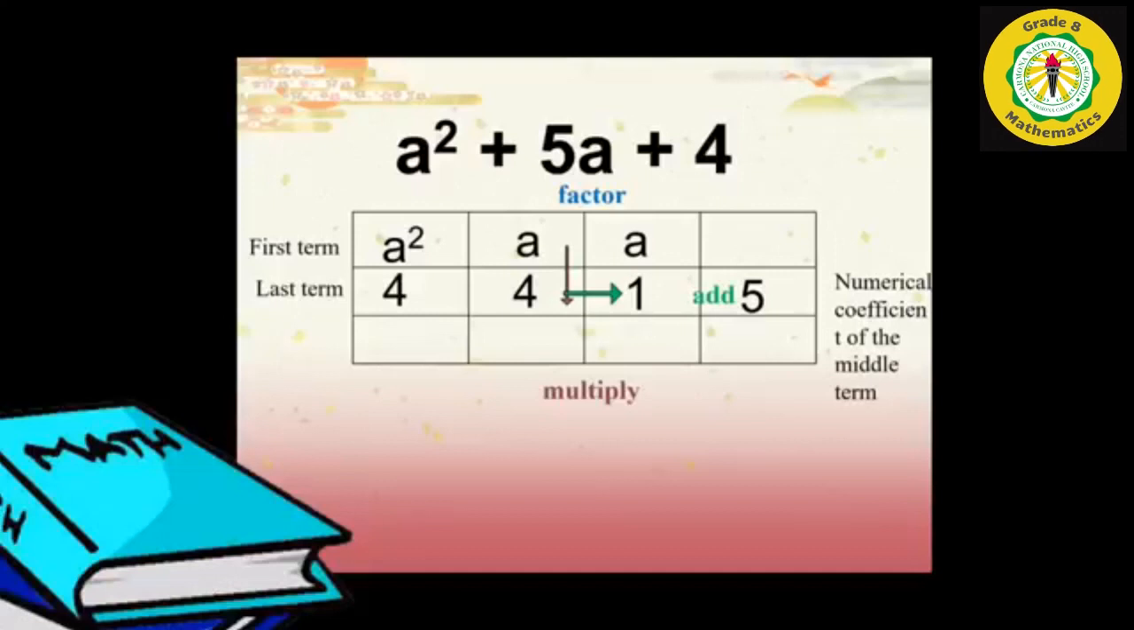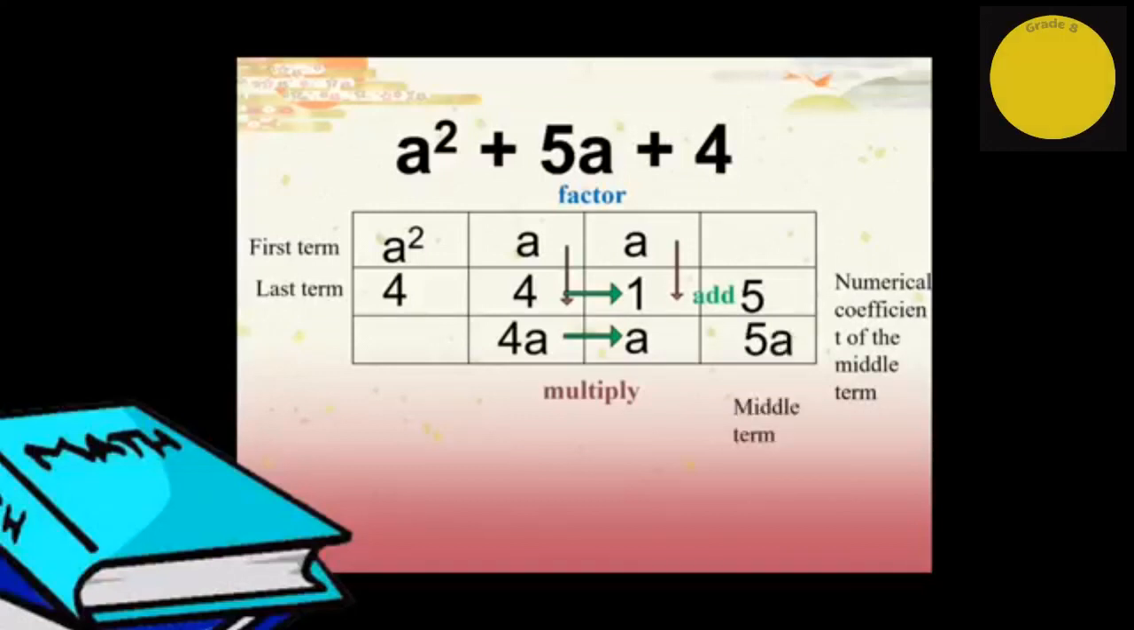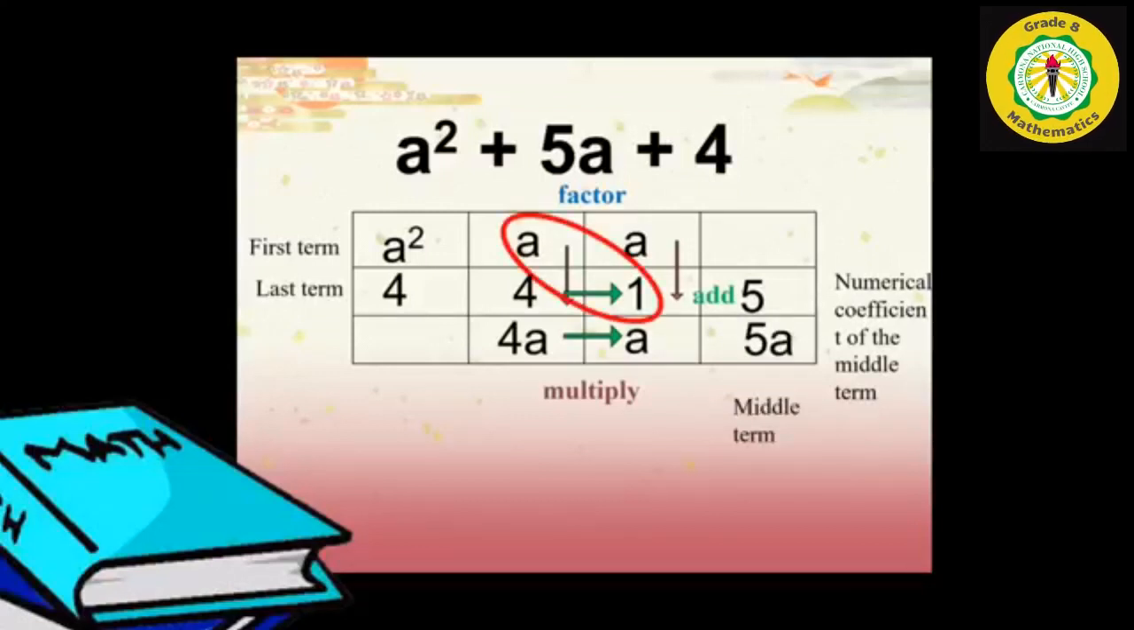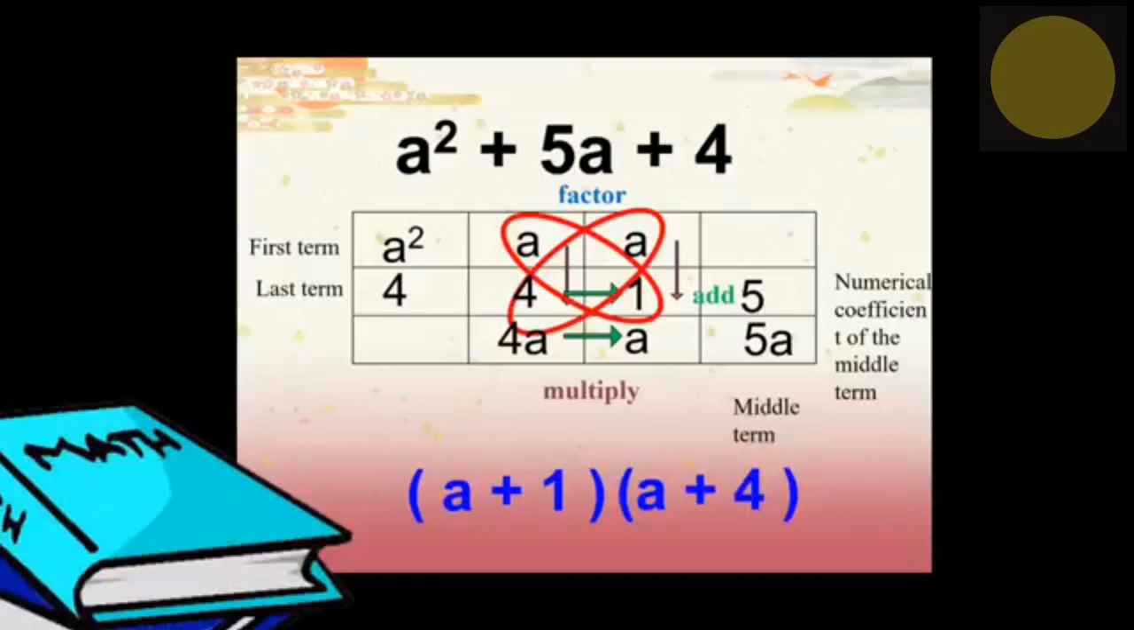Next, we need to multiply. A times 4 is equal to 4a. A times 1 is equal to a. And for our last step, we need to write each factor in the pair as the last term of the binomial factors. So a plus 1 and a plus 4.